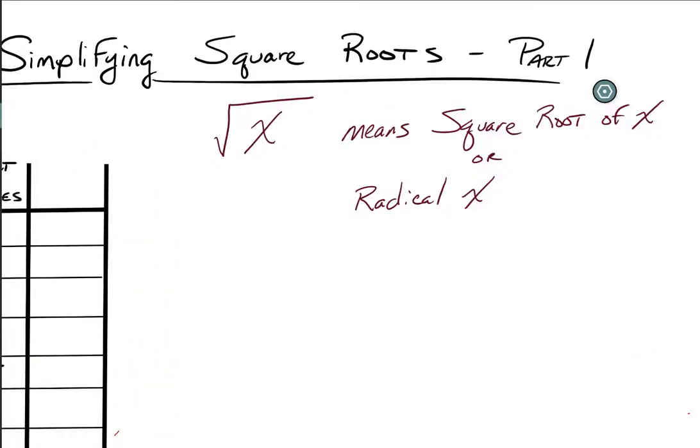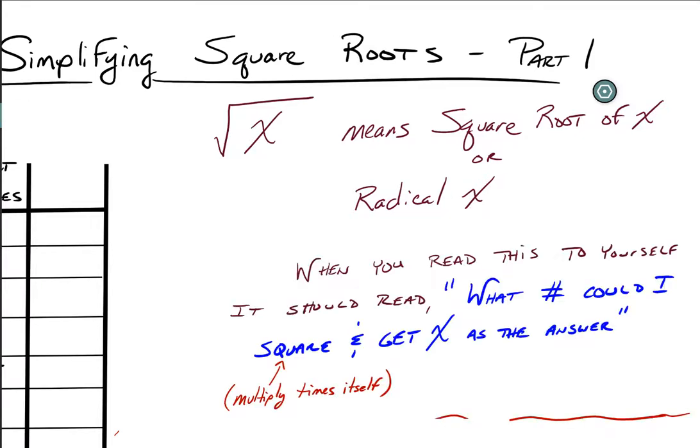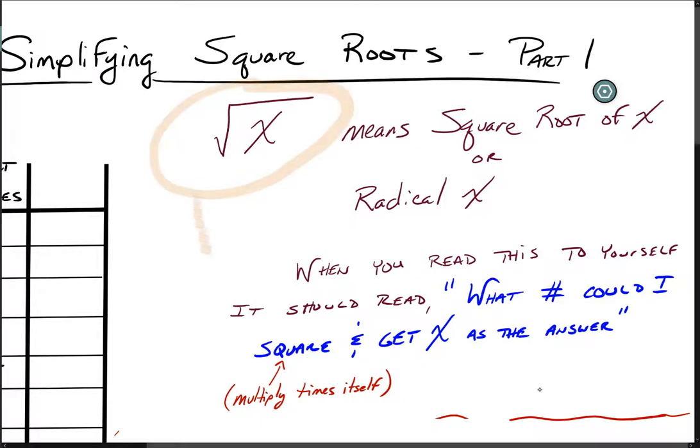What it means is square root of x, or radical x, is the way you say it. However, when you read it to yourself, that's what I want you to read to yourself. It should read, what number could I square or multiply times itself and get x as the answer? That is what that means.